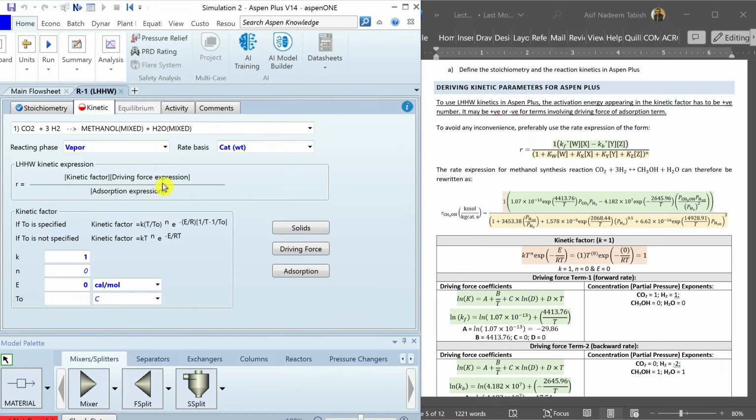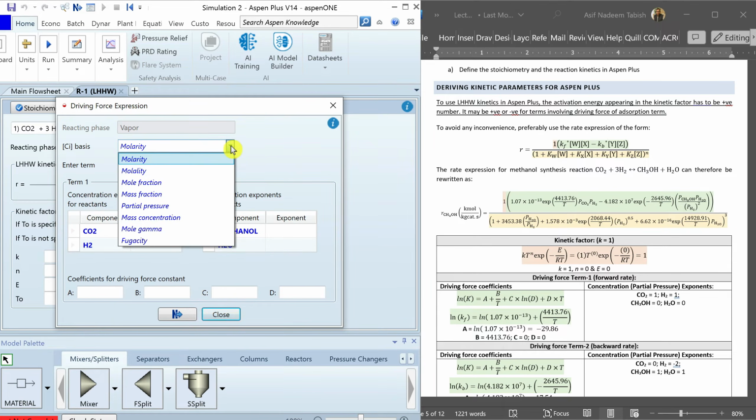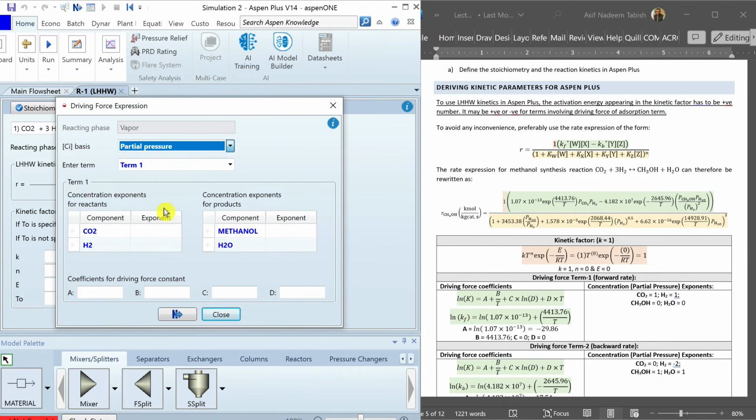Now we can define the driving force expression. For that, click driving force. Basis for the concentration is partial pressure. Other possible options are molarity, molar mass fractions, mass concentrations. Even you can define as gamma and fugacity. Let's choose partial pressure. Here we need to define both of the terms, including concentration exponents and the coefficients.